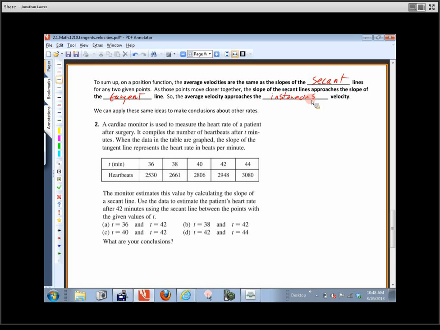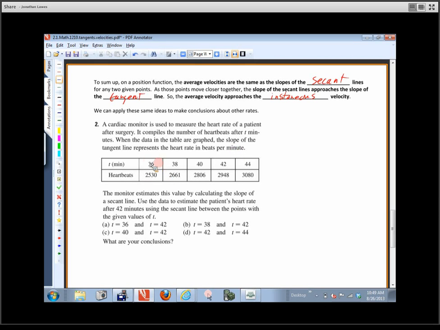So this is problem number 2. It's out of your book. It says a cardiac monitor is used to measure the heart rate of a patient after surgery. It compiles the number of heartbeats after t minutes. Now, they make up problems in textbooks. They usually have some basis in truth, but we could just put a stethoscope on him and count to figure out what his heart rate was. When the data in the table are graphed, the slope of the tangent line represents the heart rate in beats per minute. Might be useful if you have to go back after the fact and chart out what his heart rate was.